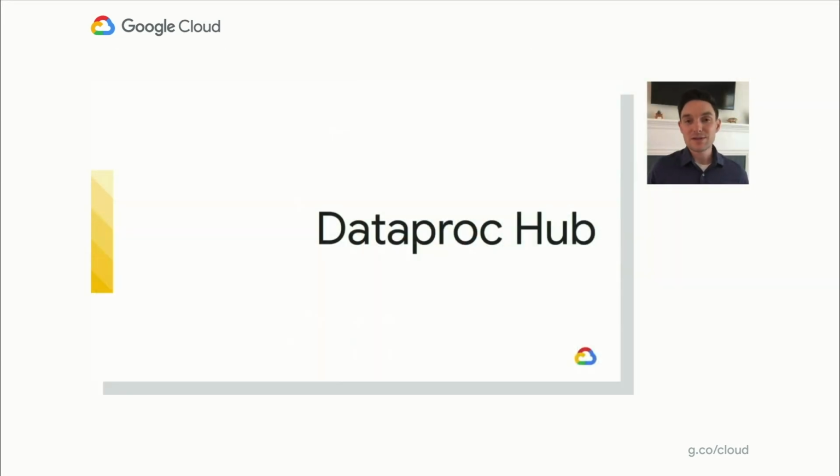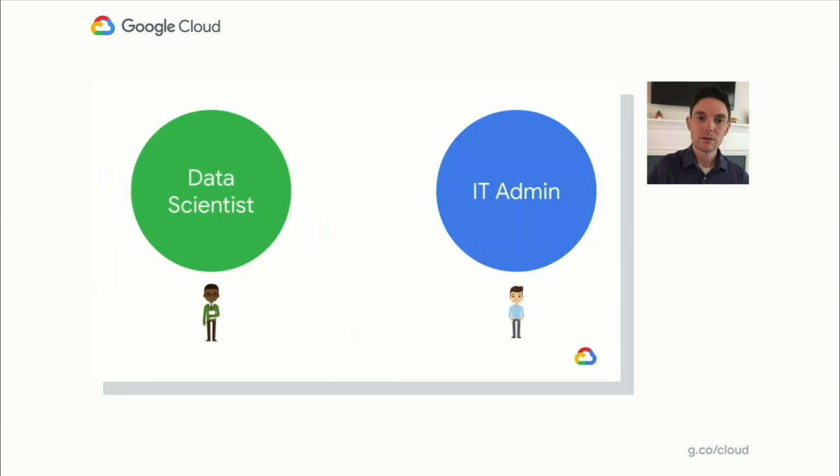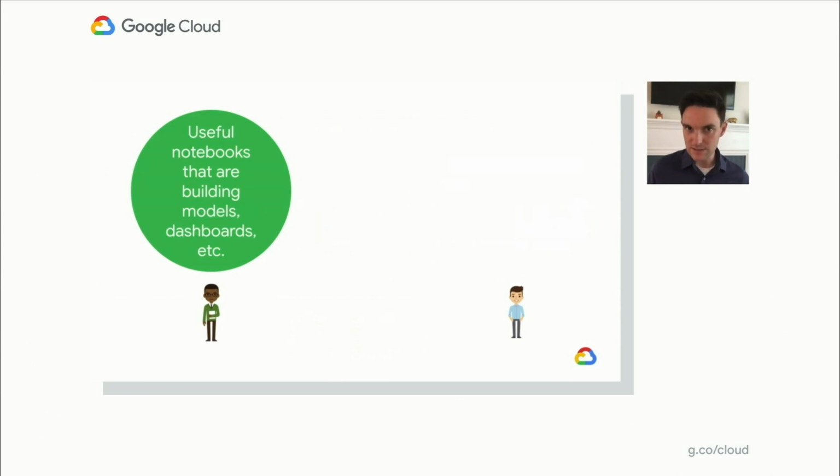There's another really interesting feature which I want to showcase upfront today, and that is the Dataproc Hub. Let's start with two personas. On one hand, you have a data scientist, and on the other, you have an IT administrator. And say that both of these people or personas work for the same organization. They have different needs. The data scientist wants to create notebooks that are building blocks. They want to create models. They want to tinker and experiment and explore with data.